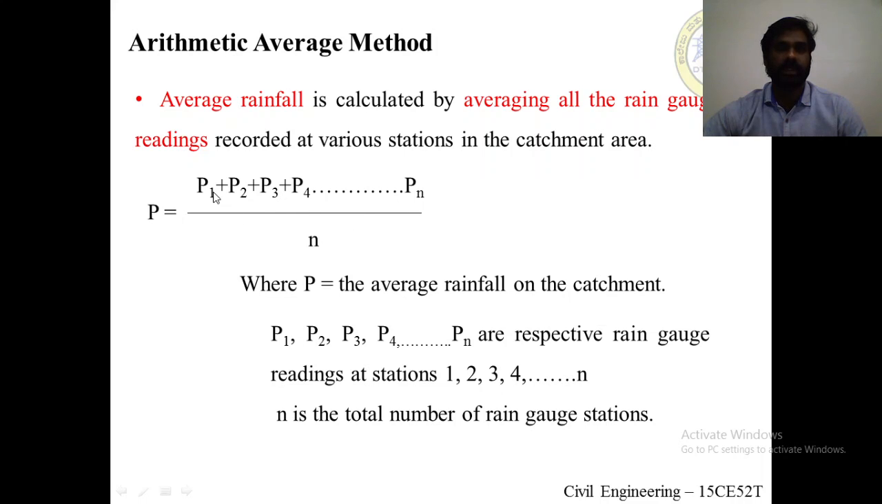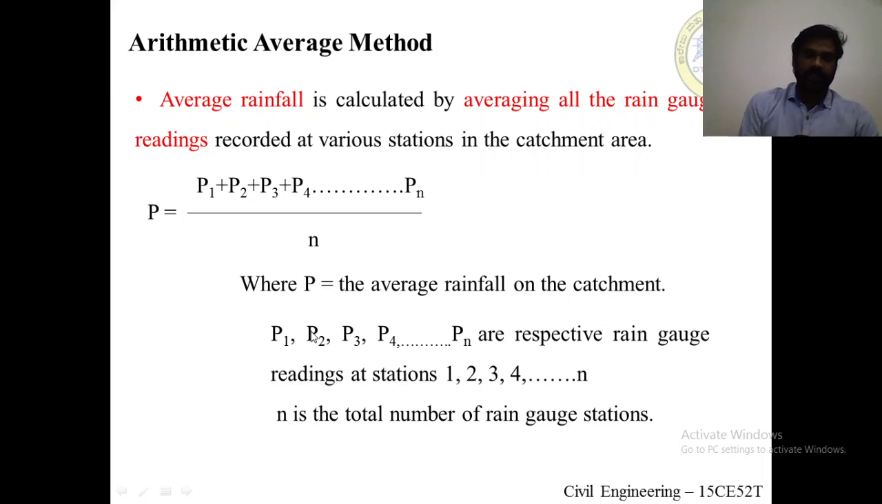It's a simple formula. P is the average rainfall on the catchment and P1, P2, P3 are the respective rain gauge readings at stations 1, 2, 3, 4, up till N. N is the total number of rain gauge stations. You have to add all the rain gauge readings and divide it by the total number of rain gauge stations. You will get the average rainfall of the catchment.